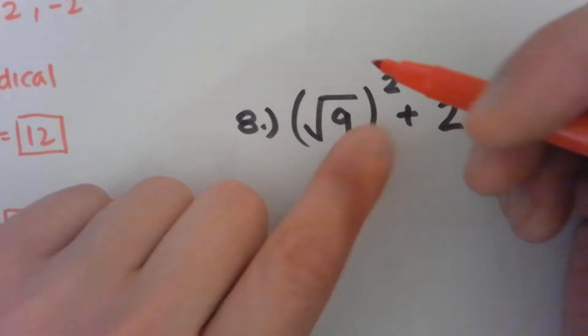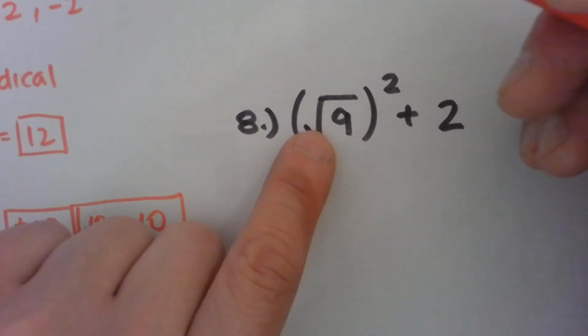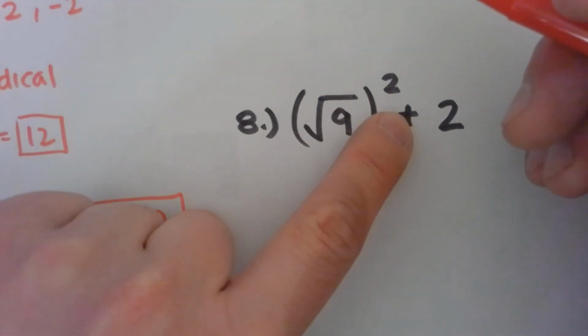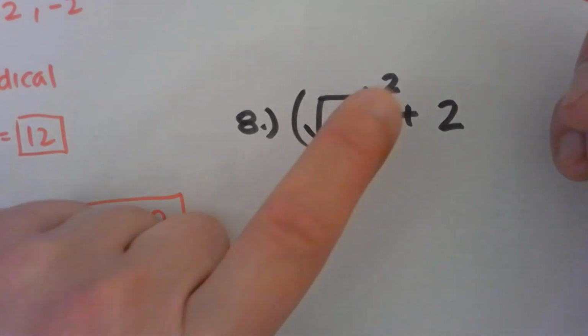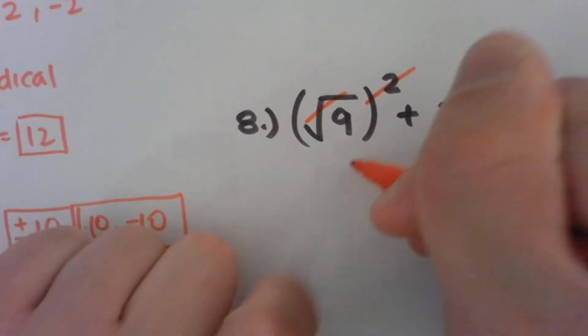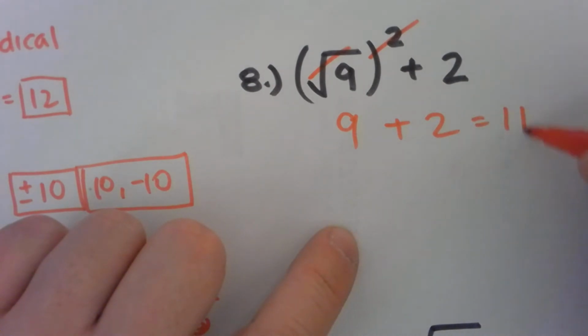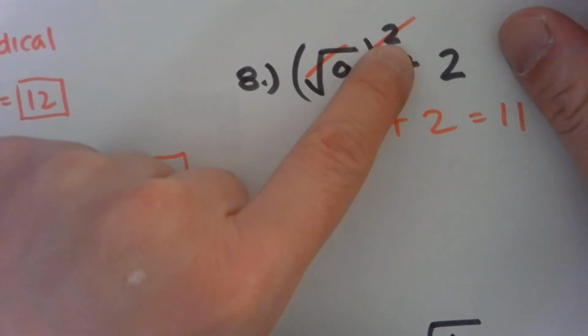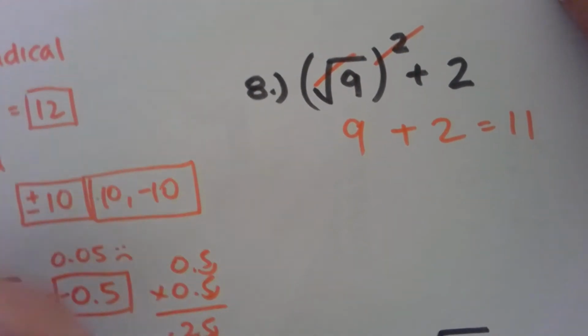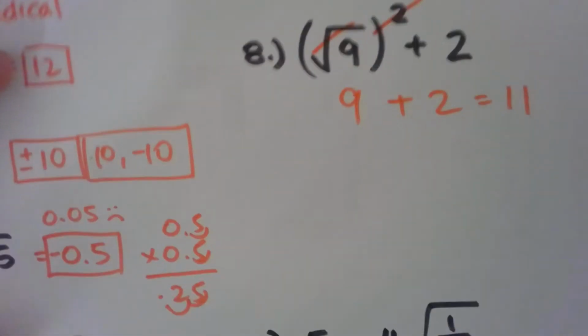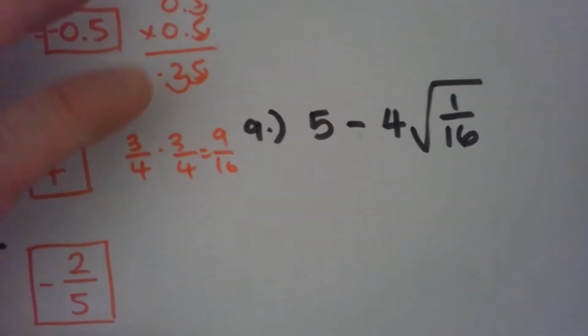So what you can do is, whenever you see a square root and a square, one more time, when you see a square root and a square, you can cancel them out. So that's just going to be 9 plus 2, which is going to give you 11. Square roots and squares are opposites of each other, right?